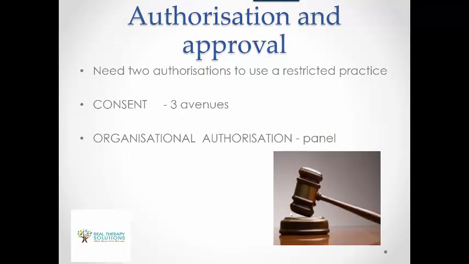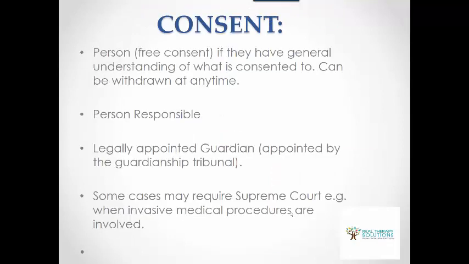As I mentioned, you need two authorisations: consent, from the person responsible or a legal guardian, and an organisation authorisation, which is that panel. So this is the consent. The person may be able to consent themselves. They need to understand what they're consenting to. For behaviour support practitioners and psychologists, we run considerable training on capacity to consent in the group sessions within the first few months of you starting. So refer back to that group training and your individual supervision with your supervisor around how we know if a person is consenting.